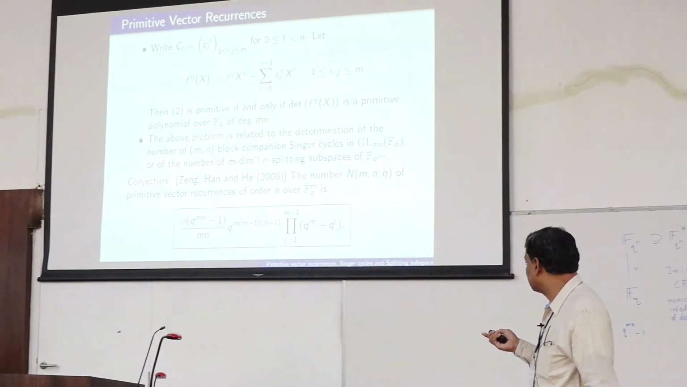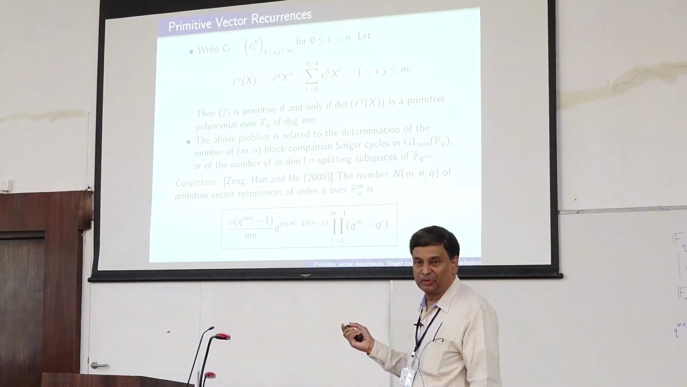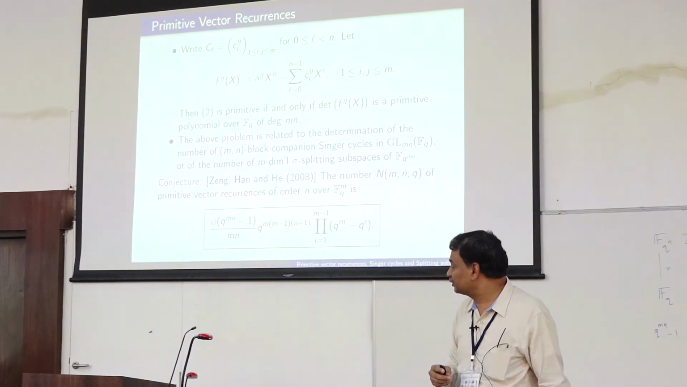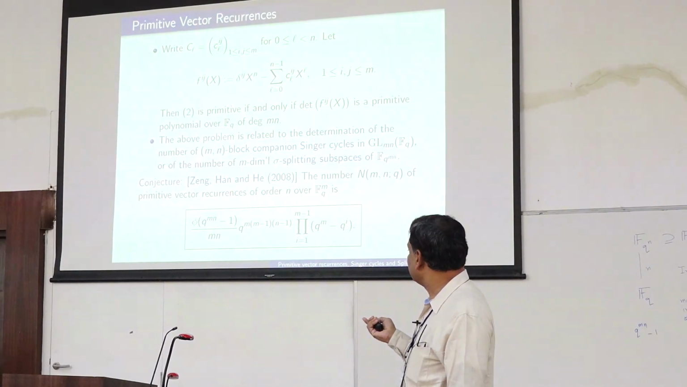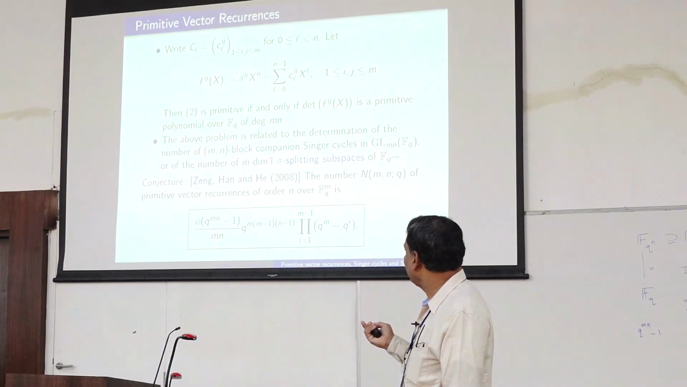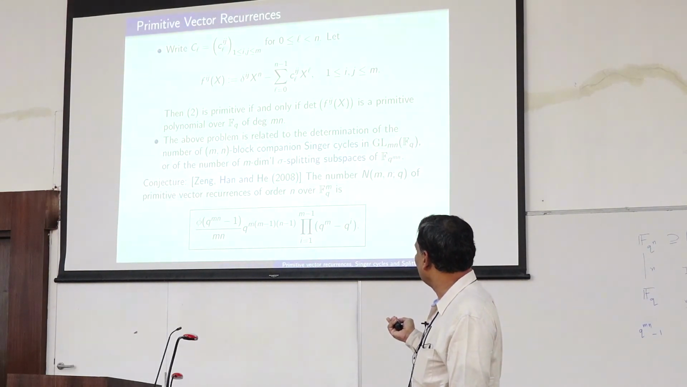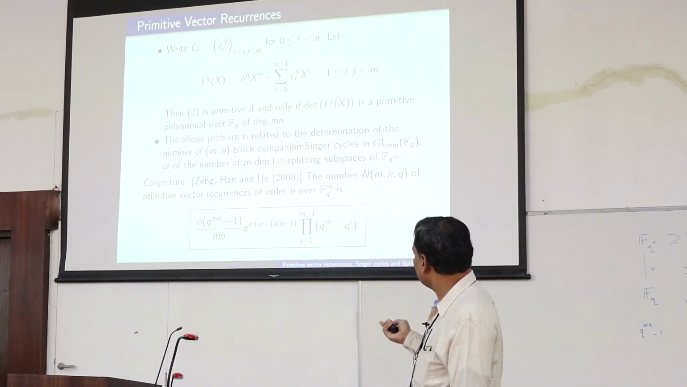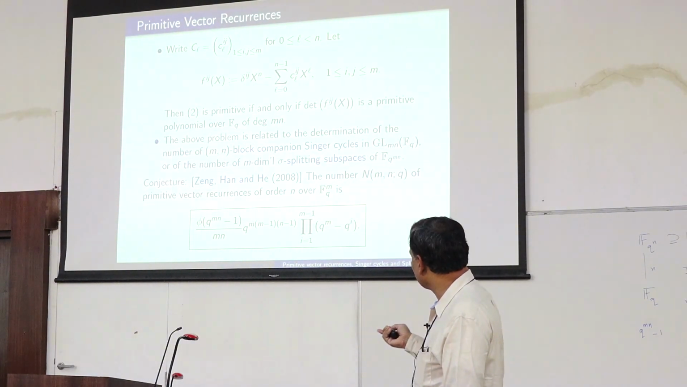But these Chinese people had something interesting. Oh, and by the way, they only worked over q equal to 2, that is of classical interest, the binary case. In the binary case, they made a conjecture that the number of primitive vector recurrences of order n over F_q, at least they did it for q equal to 2, is given by this formula, this remarkable formula.